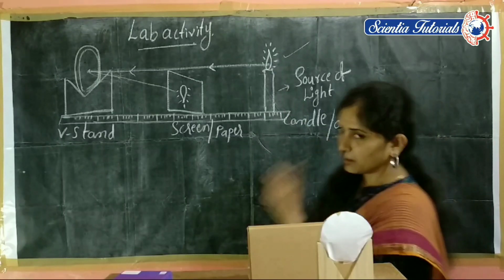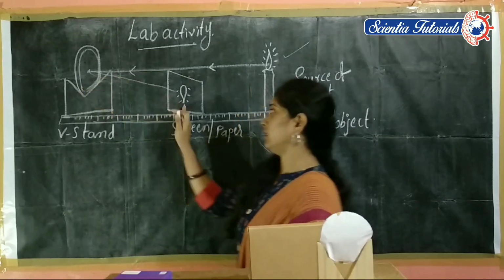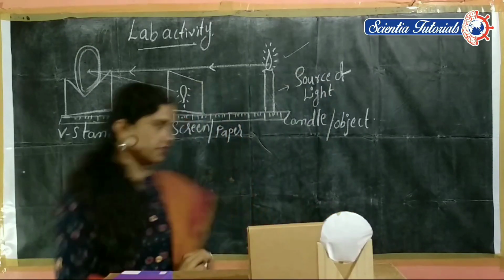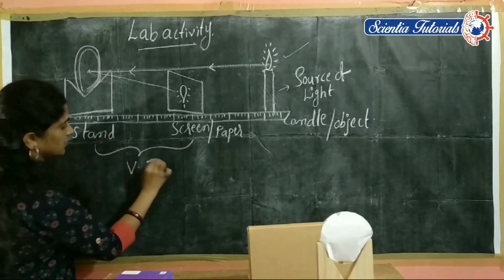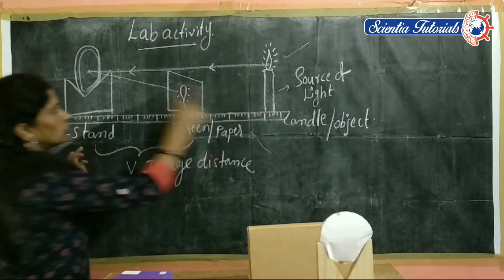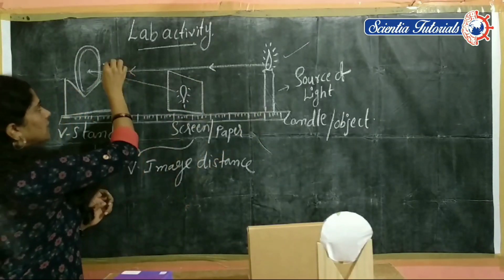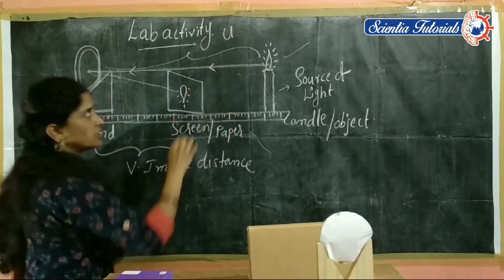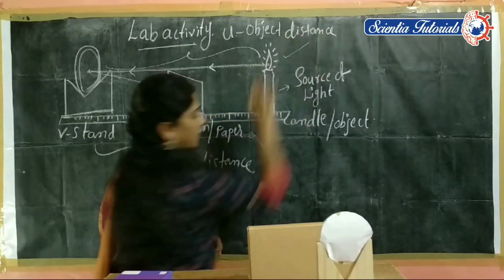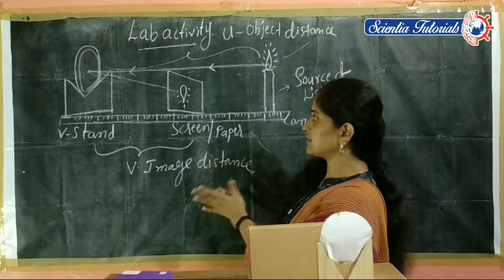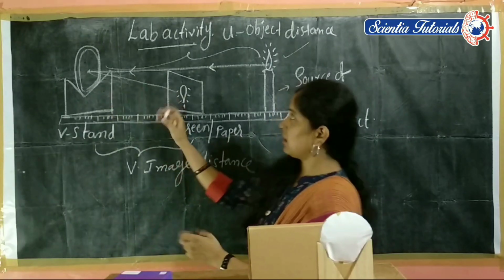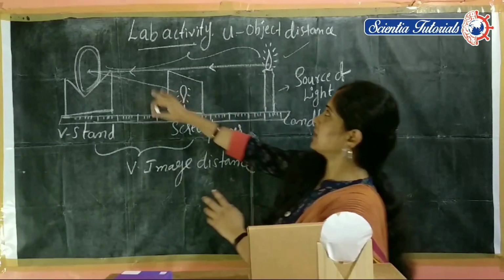Now let me explain the object distance and image distance. The distance from the mirror to where we get the proper image is called the image distance, represented by V. The distance from the object to the mirror is called the object distance, represented by the symbol U. We consider the place where we get the proper image as the image distance from the mirror, and the place where the object is located as the object distance.